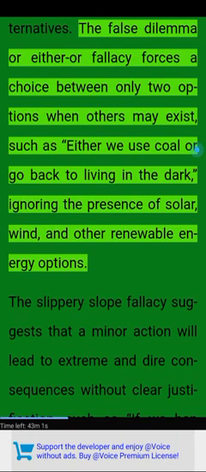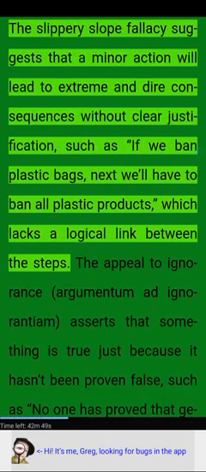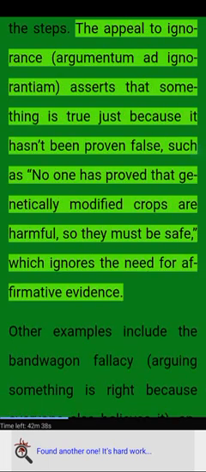The false dilemma or either-or fallacy forces a choice between only two options when others may exist, such as, either we use coal or go back to living in the dark, ignoring the presence of solar, wind, and other renewable energy options. The slippery slope fallacy suggests that a minor action will lead to extreme and dire consequences without clear justification, such as, if we ban plastic bags, next we'll have to ban all plastic products, which lacks a logical link between the steps. The appeal to ignorance, argumentum ad ignorantiam, asserts that something is true just because it hasn't been proven false, such as, no one has proved that genetically modified crops are harmful, so they must be safe, which ignores the need for affirmative evidence.